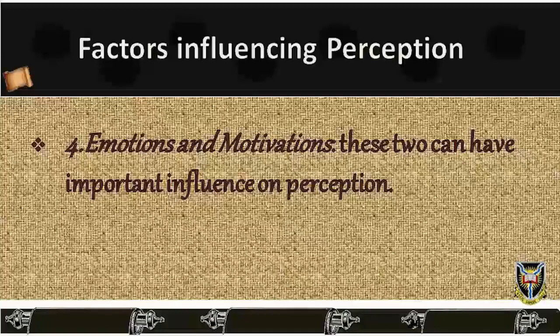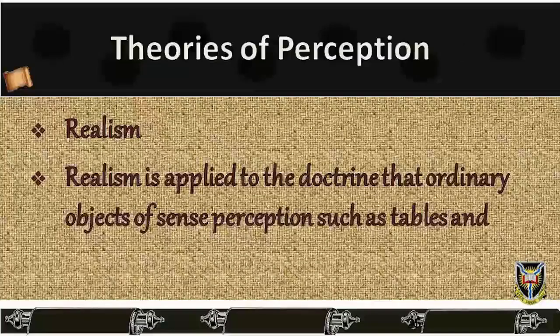For example, some people who are robbed are unable to remember anything about the appearance of the robber. Motivation can also affect the way we perceive. For example, food may seem unusually large or colorful to hungry people. Theories of perception.